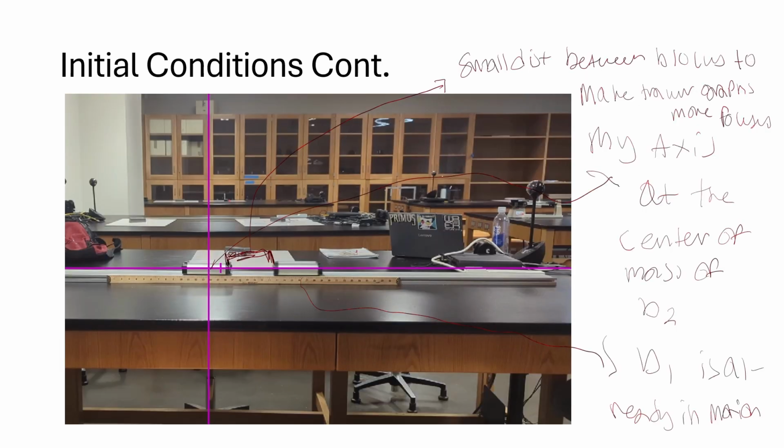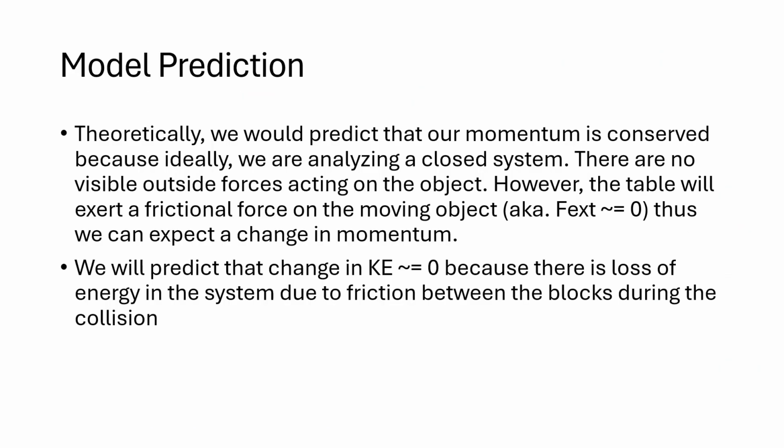Initial conditions continued. We have a small distance between the blocks at the start. My axis is at the center of mass of B2, and B1 is already in motion. Model prediction. Theoretically, we would predict that our momentum is conserved because ideally we are analyzing a closed system. There are no visible outside forces acting on the object.